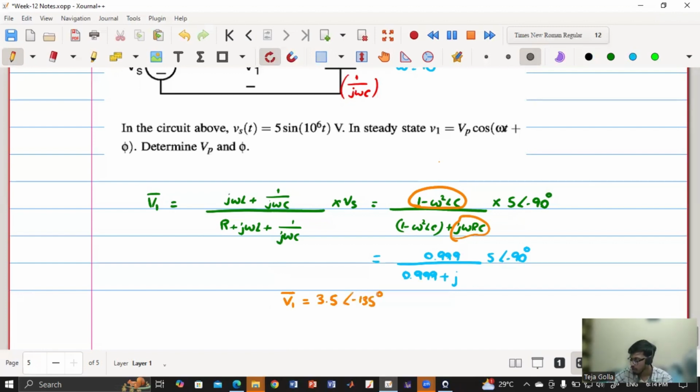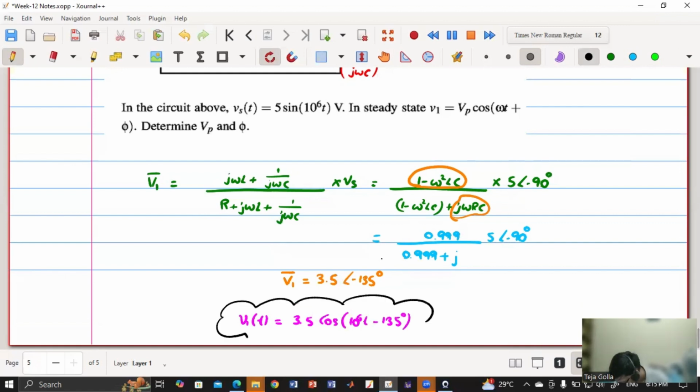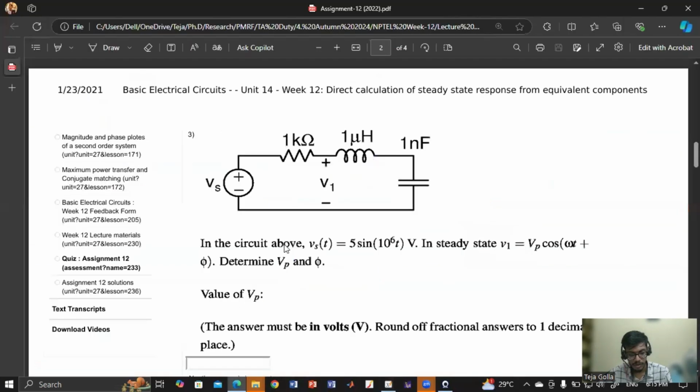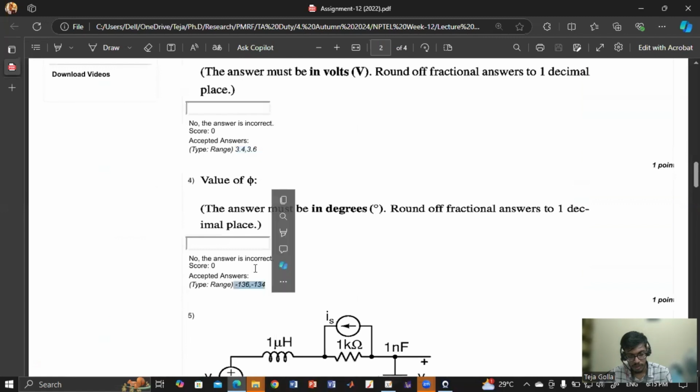Now what will be V1 of t? V1 of t will be 3.5 cos of omega t minus 135, where omega is 10 to the power 6. So this is our final V1 expression. Let us see: VP is 3.5, phi is minus 135. VP is 3.5, which is matching, and the phase is minus 135, which is also matching.